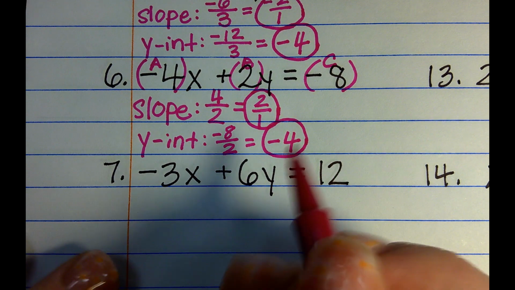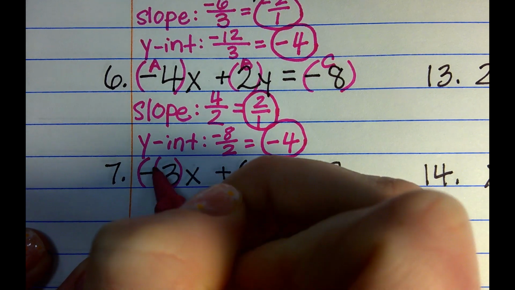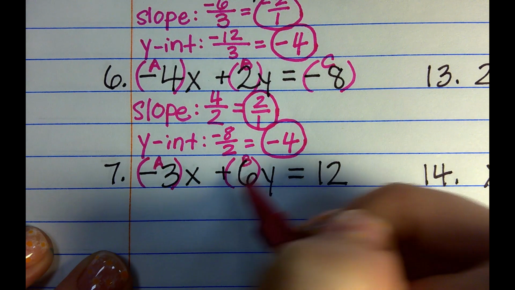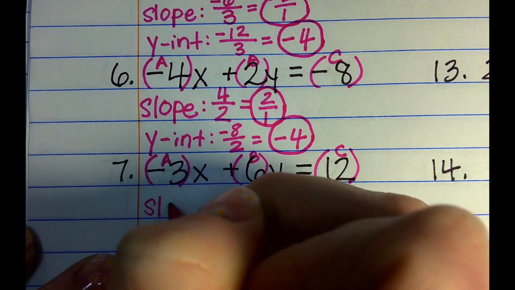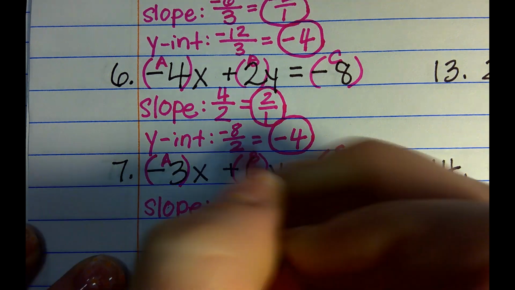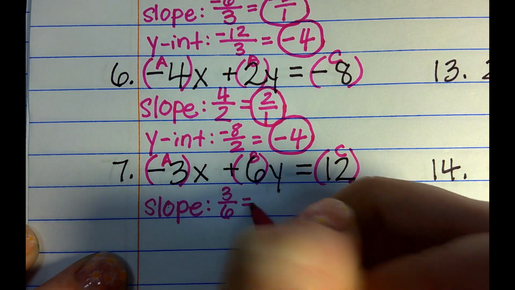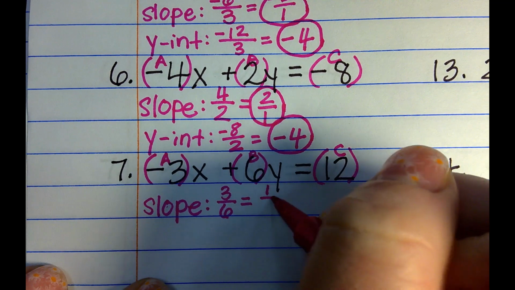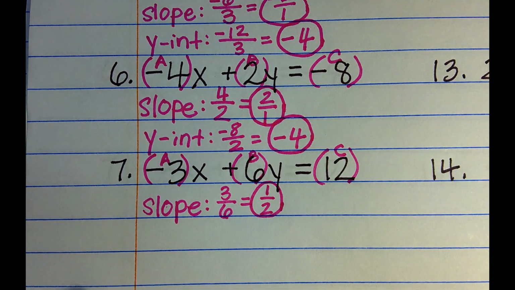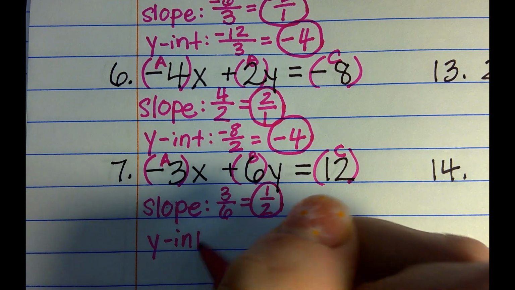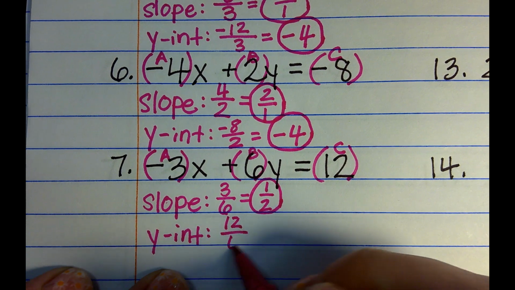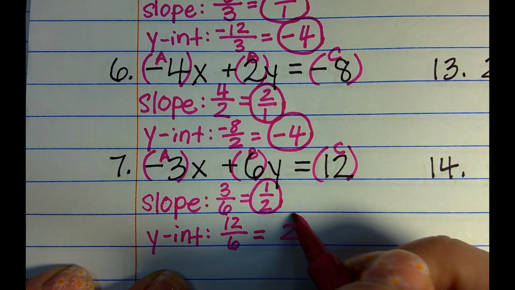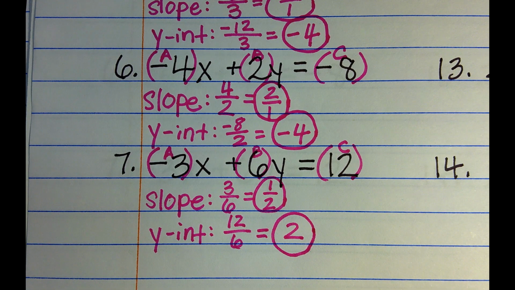All right, let's try 7. What's our A, B, C? -3, 6, 12. Good. What is our slope? 3 over 6. Yes, +3 over +6, which simplifies to 1/2. Good. And our y-intercept? 12 over 6. That's C over B, which simplifies to 2. Very good. Awesome, guys.